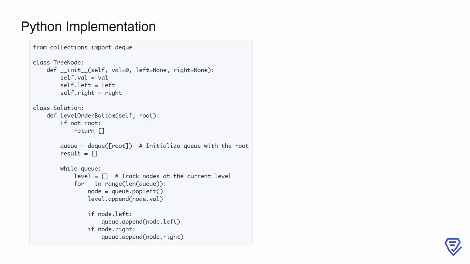Then, we enter a while loop that continues as long as there are nodes in the queue. Inside the loop, we initialize an empty list called level to store the values of the current level. We then use a for loop to iterate over all the nodes currently in the queue. For each node, we remove it from the queue using popleft, add its value to the level list, and check if it has left or right children. If it does, we add those children to the queue for processing in subsequent iterations.